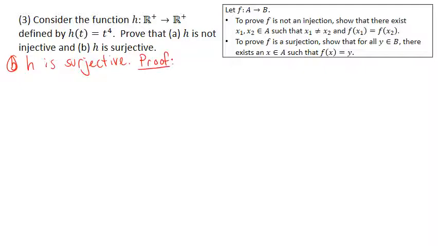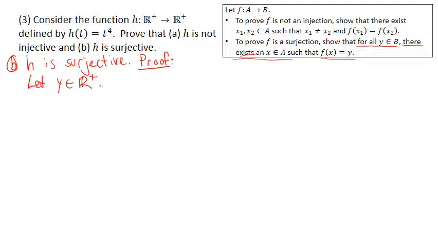What you have to do is show that for all y in the codomain, there exists an x in the domain such that h of x does equal y. The there exists part is the part that's hard because you have to actually find a formula for what x would be in terms of y. So let me show you how to do this. We're going to let y be in the codomain, so let y be a positive real number.